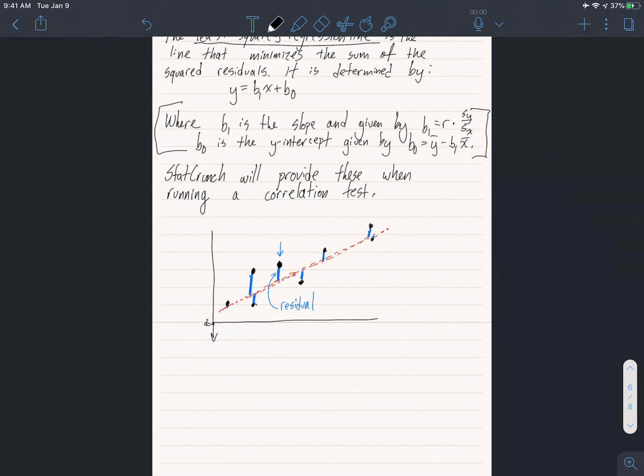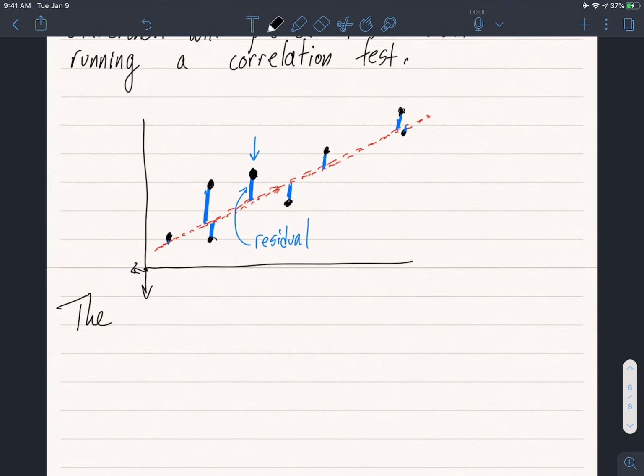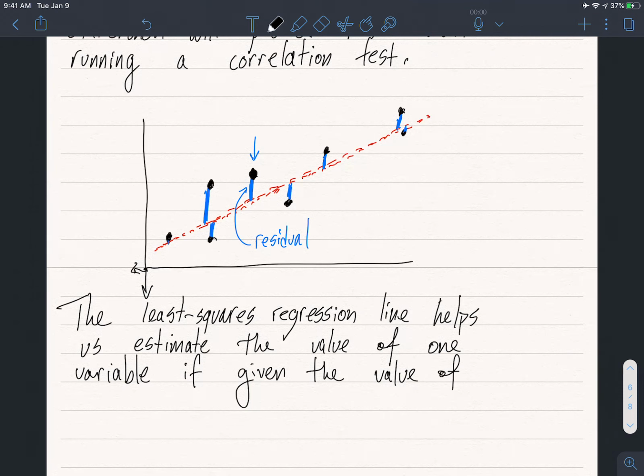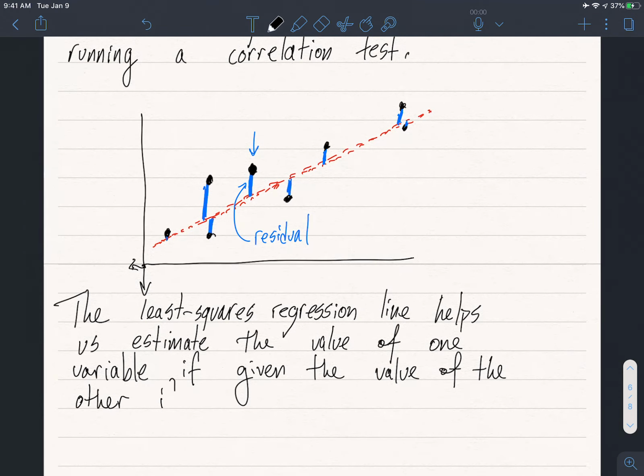All right, so why do we need a regression line? The least squares regression line helps us estimate the value of one variable if given the value of the other, if and only if the variables are linearly correlated.